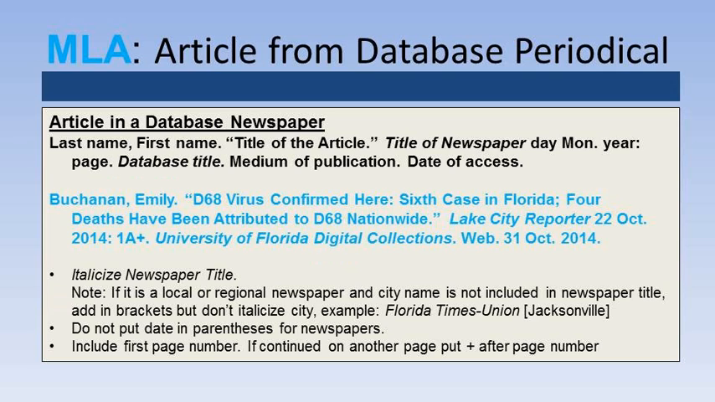For online newspapers, there are a few other things to include. You italicize the newspaper title, and if it's a local or regional newspaper and the city name is not included in the newspaper title, add the city name in brackets after the newspaper title, but don't italicize the city. For example, Florida Times-Union, Jacksonville. Do not put the issue date in parentheses for newspapers, and you include only the first page number. If the article is continued on another page, put a plus sign after the page number.